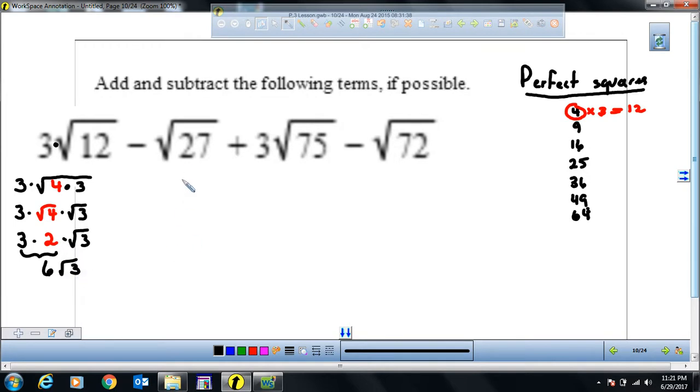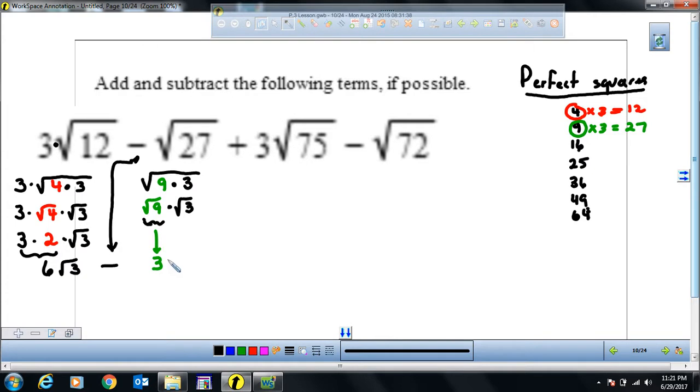Then we're going to continue doing the same thing for the rest of them. Now there's a minus right here. So the next thing we're going to do is simplify the square root of 27, which is going to be the same deal. Which one of these is a factor of 27? It's going to be 9. So 9 times 3 equals 27. So we're going to factor it into the square root of 9 times 3, which again we can separate into the square root of 9 times the square root of 3. And the square root of 9 equals 3, so we're going to get a 3 for this, times the square root of 3. Then we're going to continue with the next one.